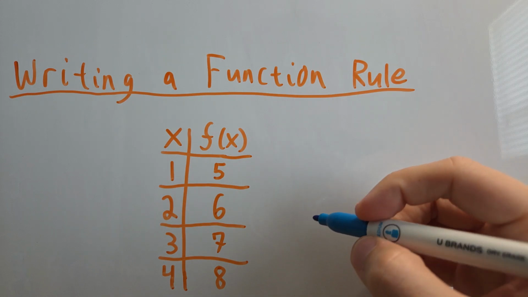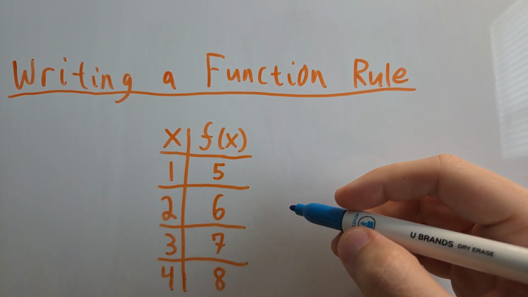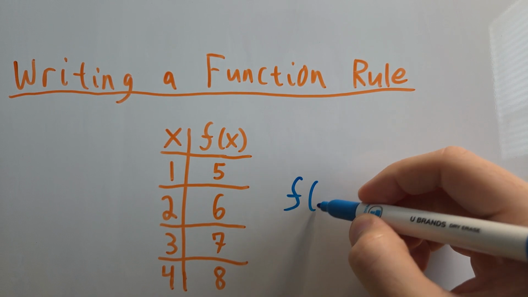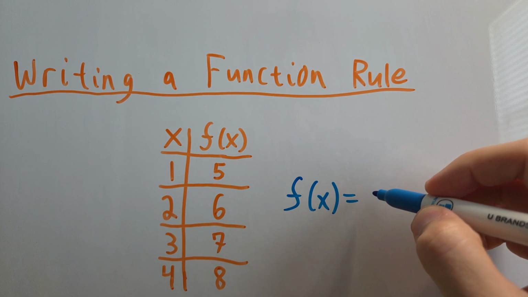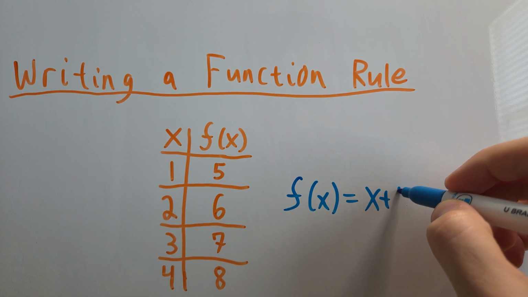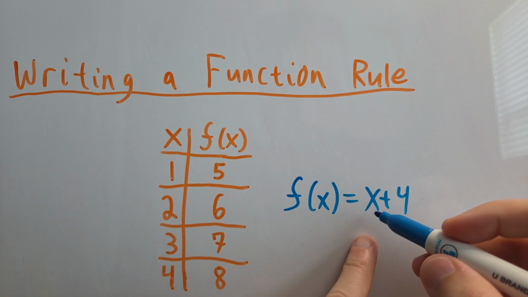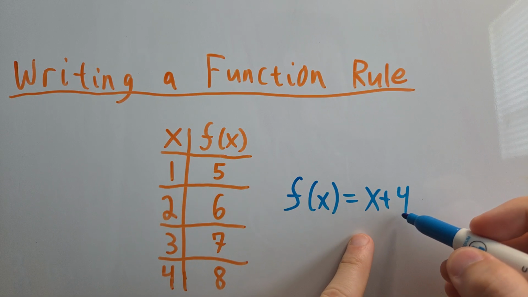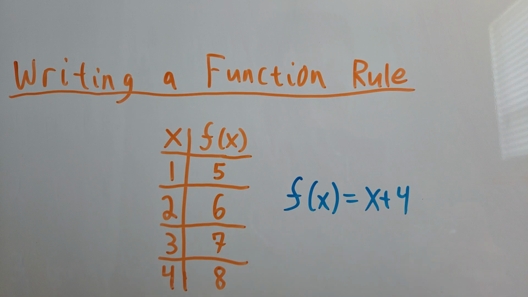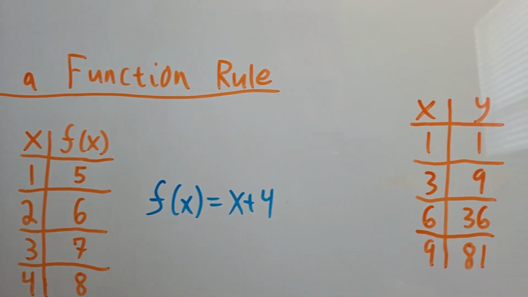So it's safe to say that a rule for this function is f of x equals x plus 4. Because what do we do to x to get f of x? We're adding 4 to each of those values. Let's do another example.